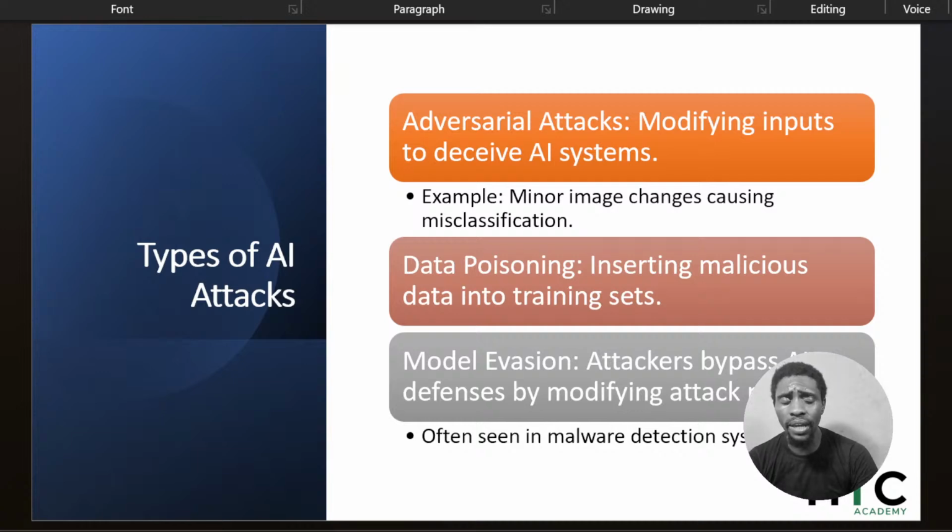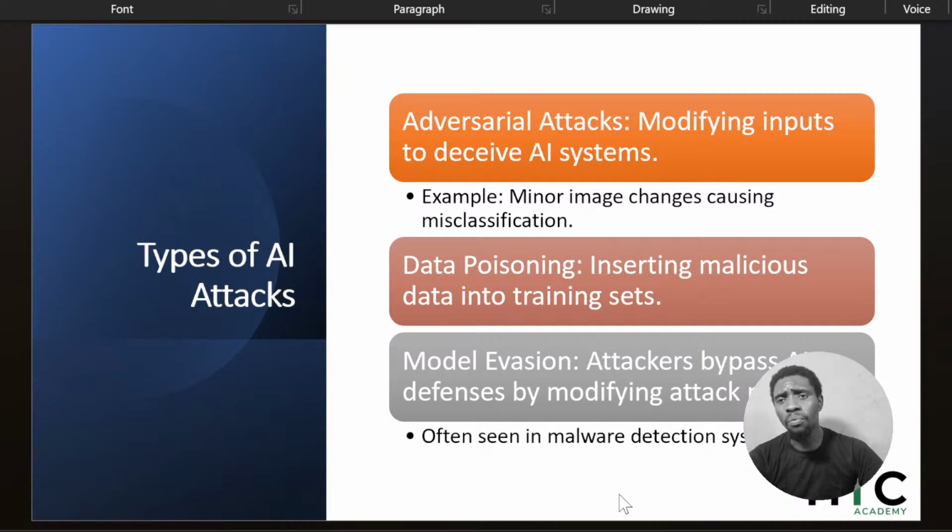One major type of AI attack in this dispensation and in this time is adversarial attack, which I have explained earlier. Adversarial attack is largely the attack that modifies an input to deceive the AI system.